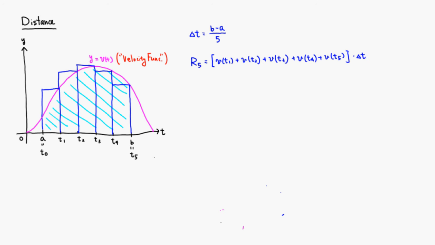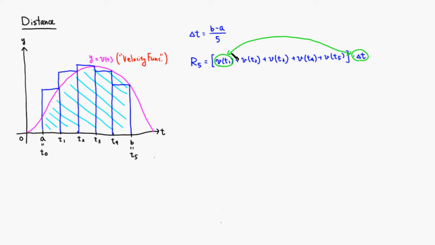And if you remember from maybe middle school, if you multiply velocity and time together, velocity times time gives you distance. Which means that this approximates the distance traveled over the time interval from t0 to t1.